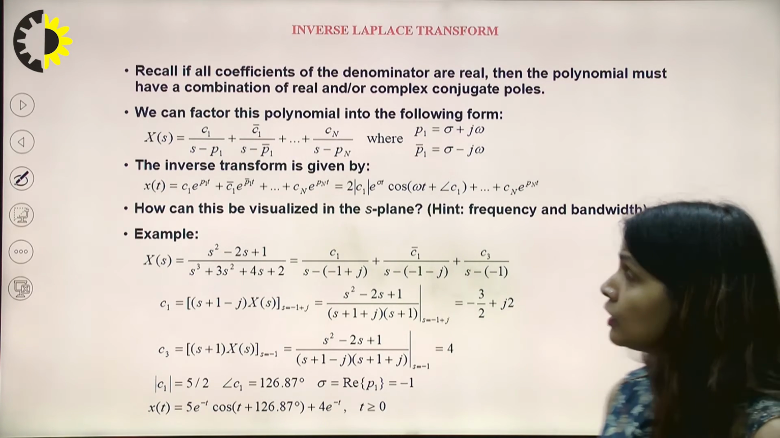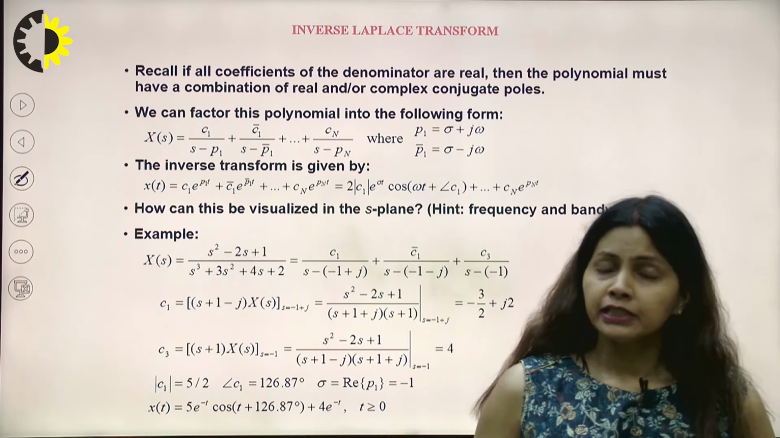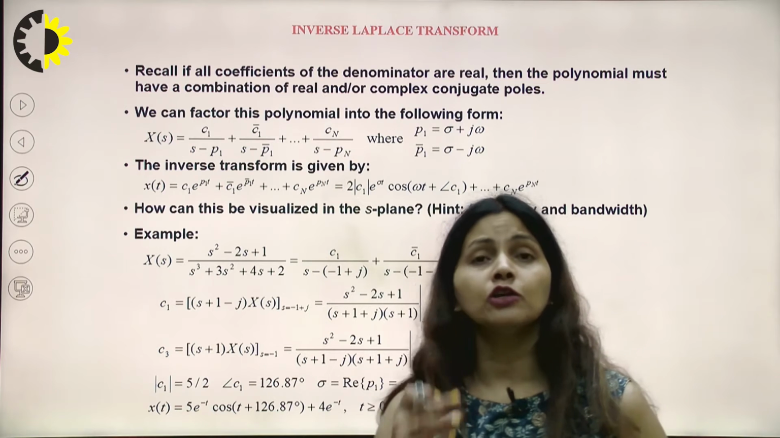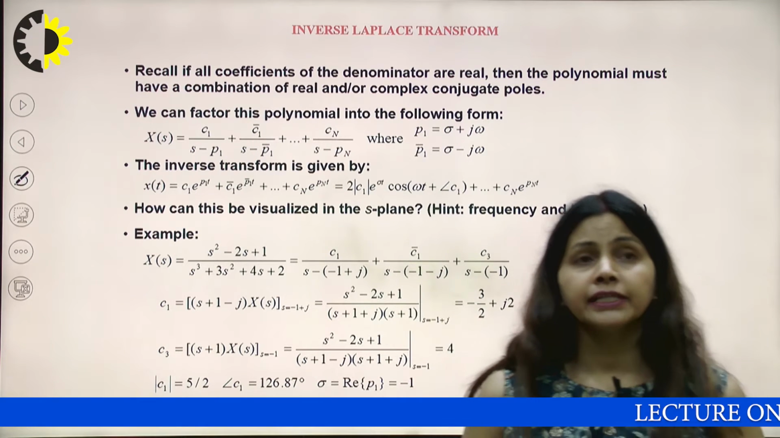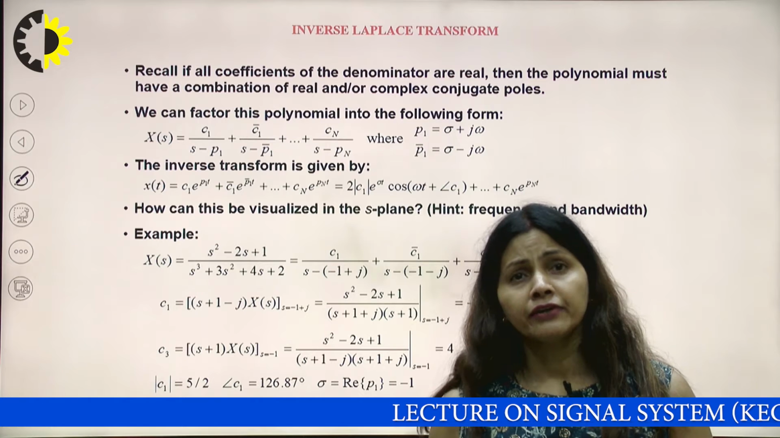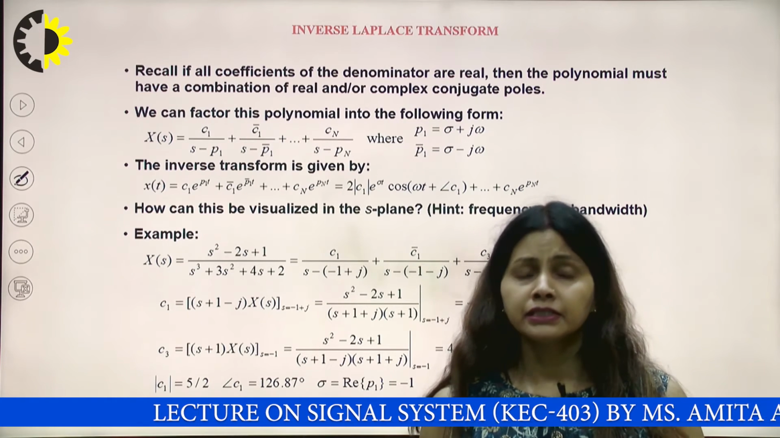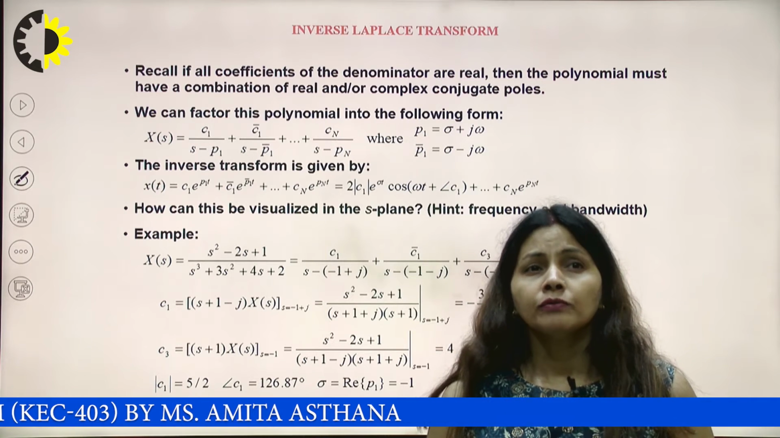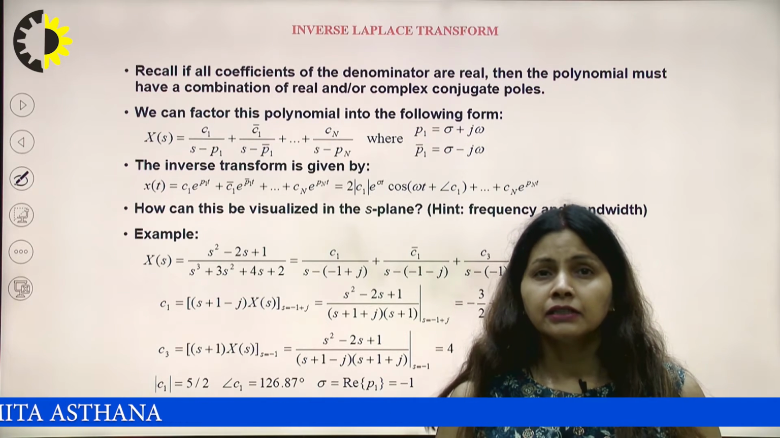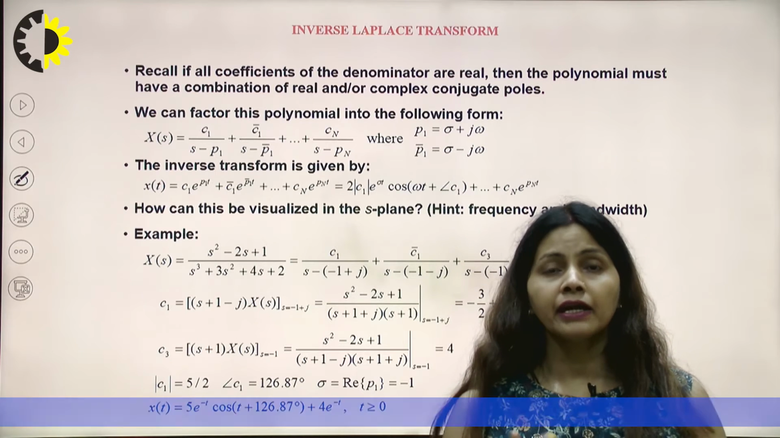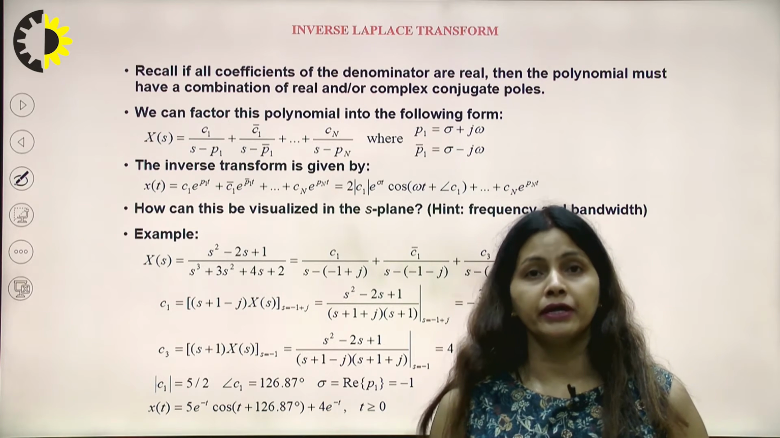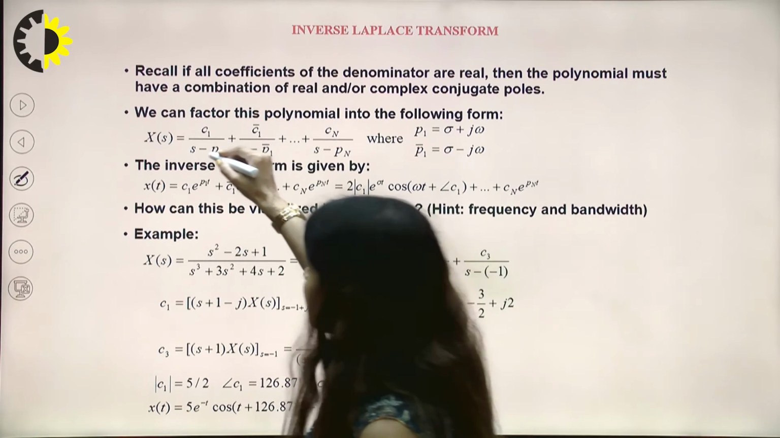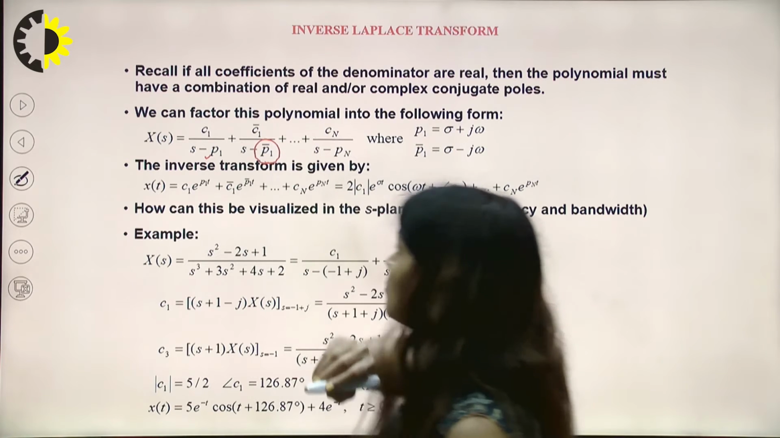Okay. Now, this was the case where the poles were distinct and we have calculated the coefficients very easily. Now let's say all the coefficients of the denominator are real, then the polynomial is a combination of real or complex conjugate poles. Now, let's say the poles are distinct and they are occurring in complex conjugate pairs. So how to represent? Let us say this P1 is occurring with its conjugate term also.